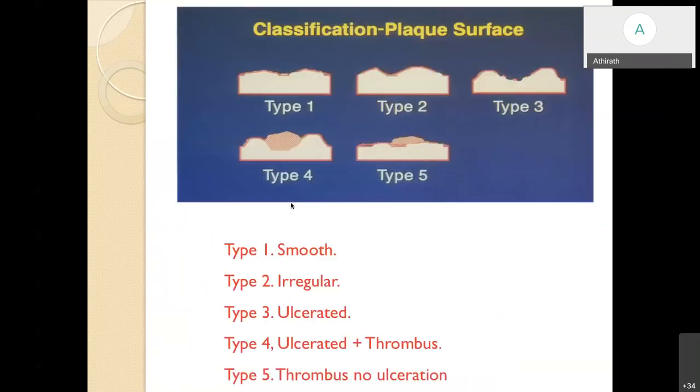So this is another classification of plaque surface. Whenever we look at the plaque surface, type 1 is a smooth surface, type 2 is an irregular surface, type 3 is an ulcerated surface, type 4 is ulcerated with thrombus, and type 5 is thrombus without any ulceration.